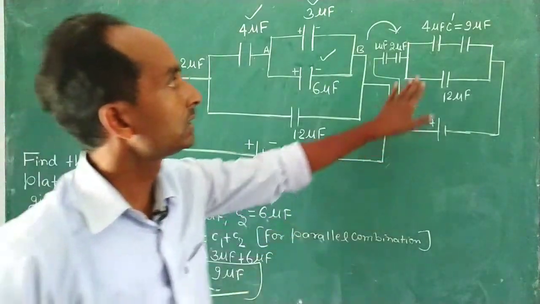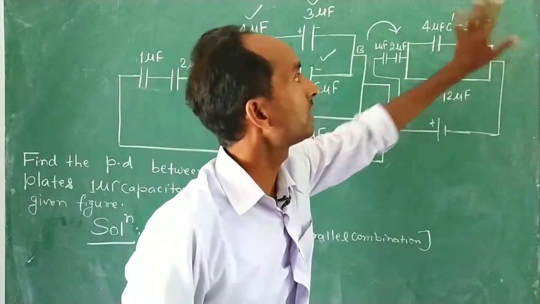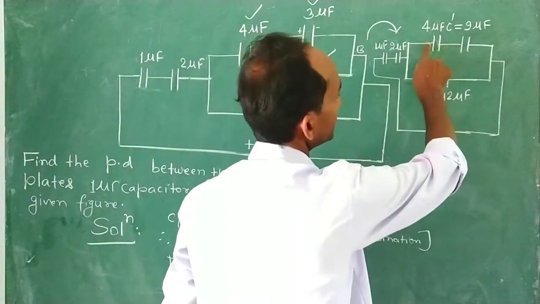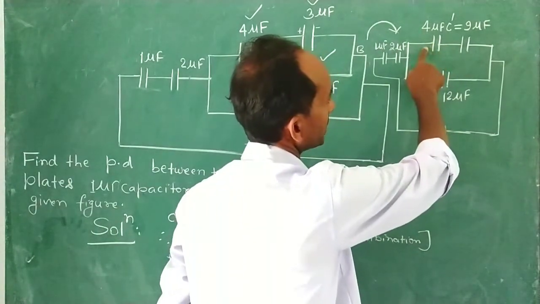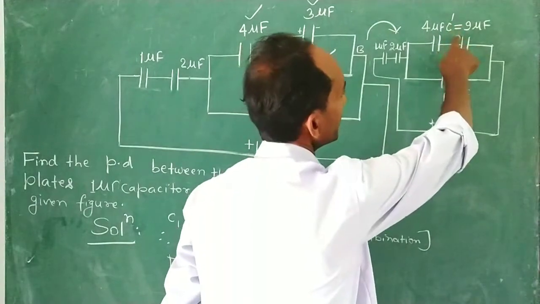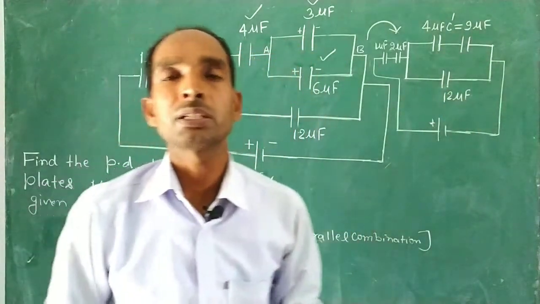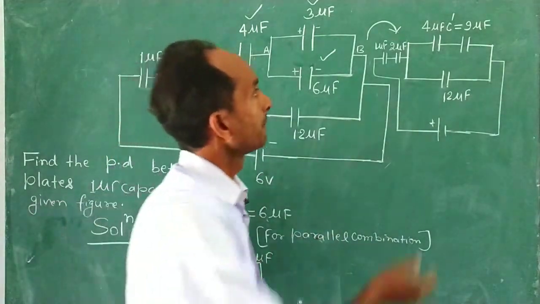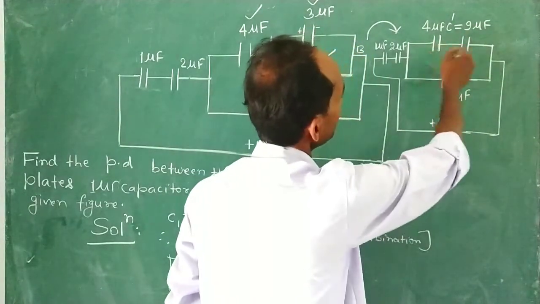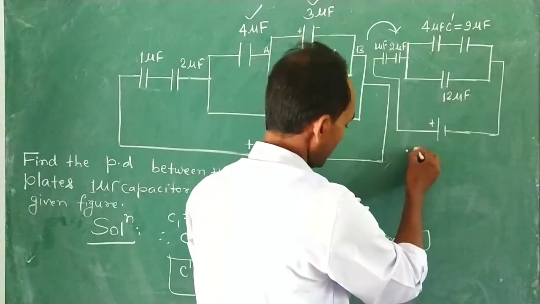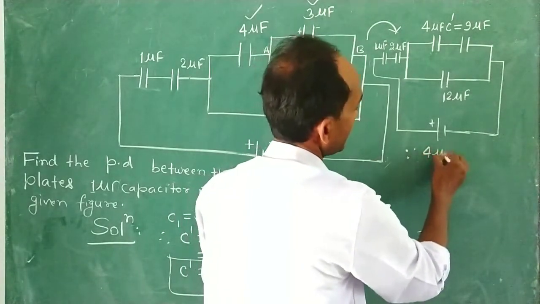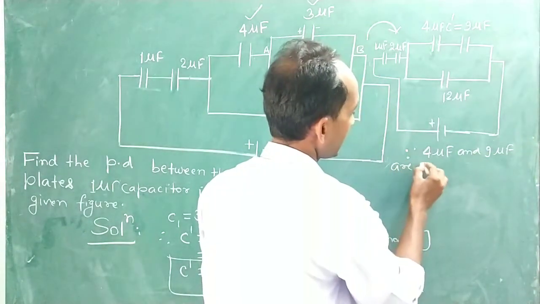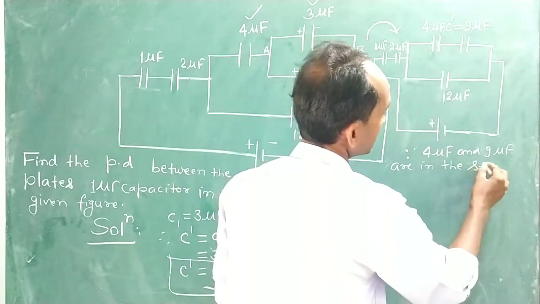Now we see that in this circuit 4 microfarad and 9 microfarad are in series combination, because if this is connected to the positive charge plus, then this will become minus, plus, minus. When alternate plus and minus charges are given to the plates, then this becomes a series combination. So we will write here that 4 microfarad and 9 microfarad are in series combination.